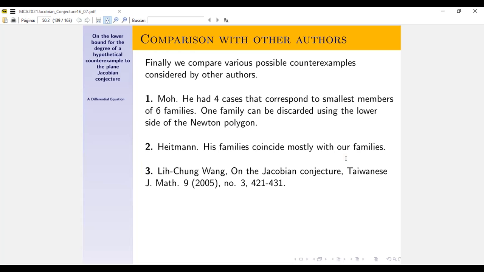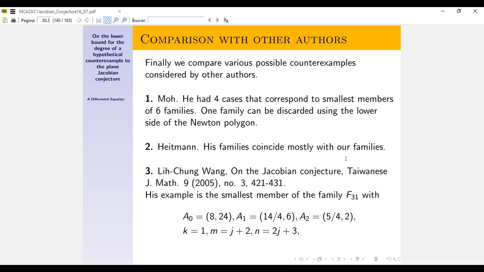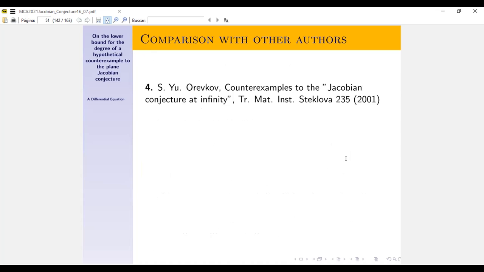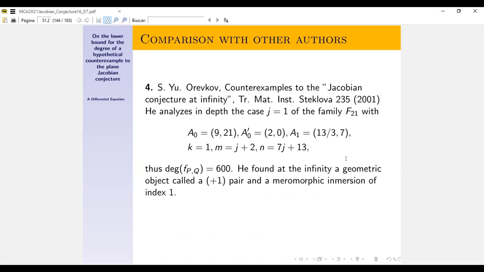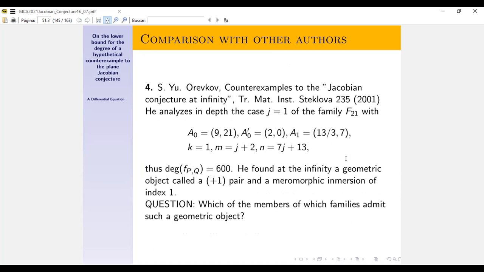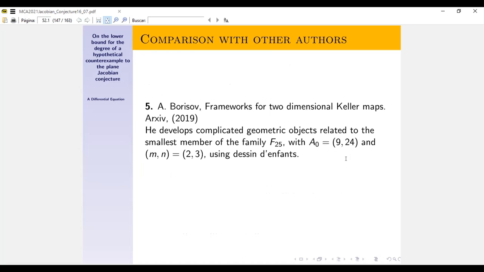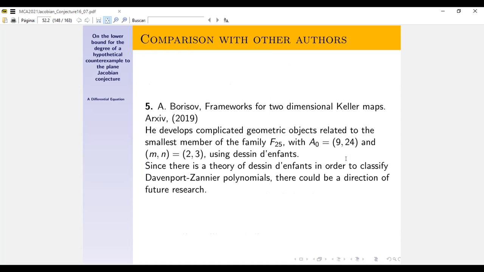I will compare with the counterexample of other examples. Well, Mo, we already saw Heitman. He has families that are nearly the same as ours. Li Chung Wan treated the family F31, which is degree 96. Then Orevkov has an example with degree of 600, but it is one of our family. He has some geometric object that he can construct. The question is if you can construct it for a member of this family. Borisov sent me some of his papers, but he works only with the case degree 99, okay, 924 times 3.